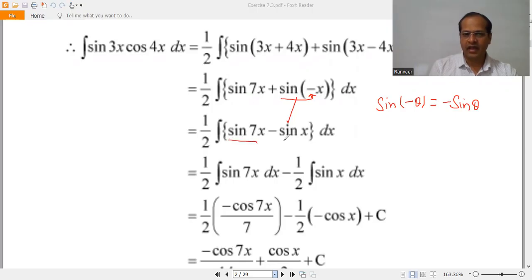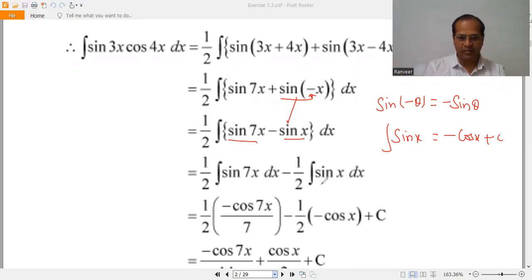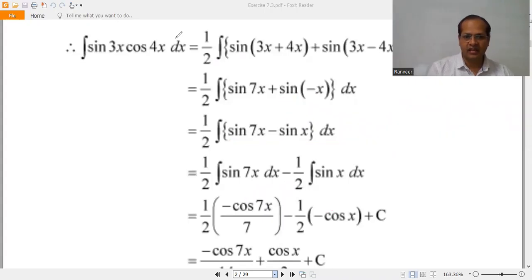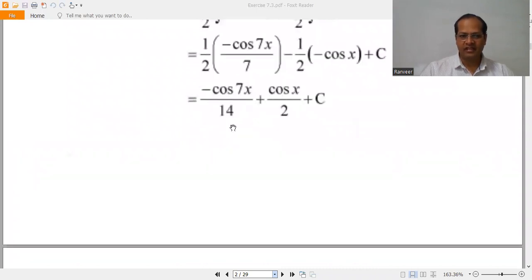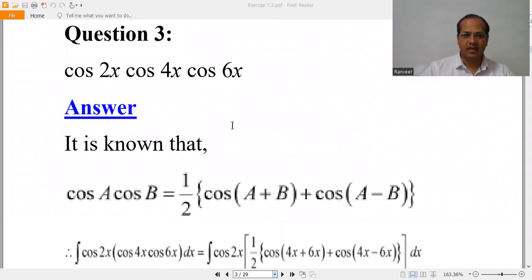After that, we apply the formula: integration of sine x is minus cos x plus c. So sine 7x integrates to minus cos 7x by 7, and sine x gives minus cos x. After doing all the calculation, this is the final result: minus cos 7x by 14, plus cos x by 2. This is the answer.